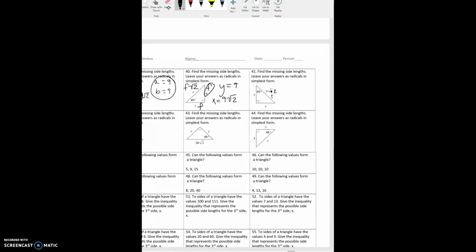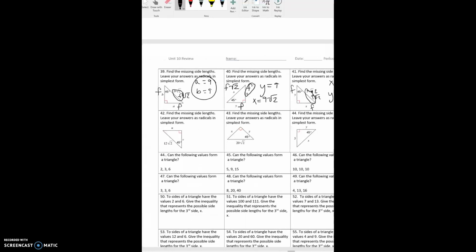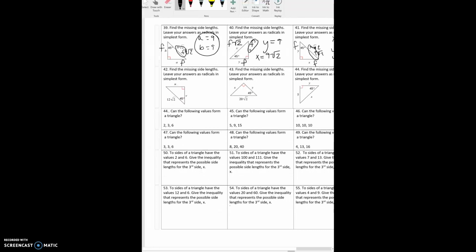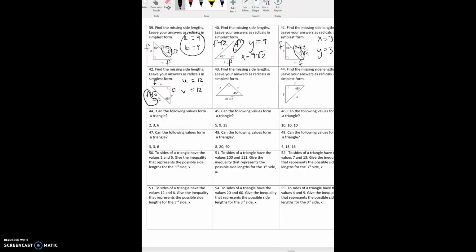If we write our formula, we have f times the square root of 2, f, and f. So f is going to equal 3, which means x equals 3, and y equals 3. 45, 45, 90. This is going to be f times the square root of 2, f, and f. F is equal to 12, so u equals 12. And v equals 12. Same thing, f times the square root of 2, f and f. F is equal to 20, so x equals 20, and y equals 20.